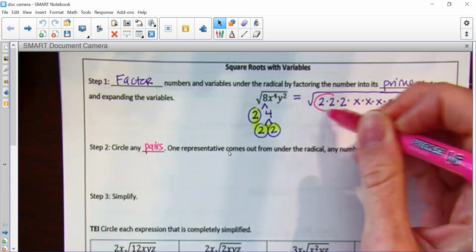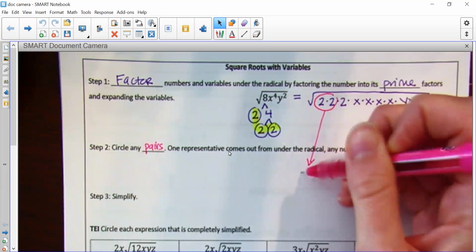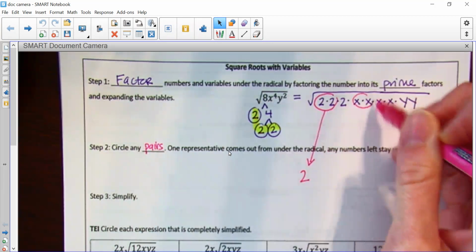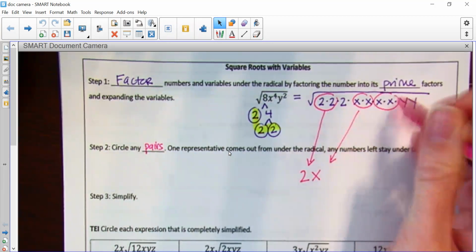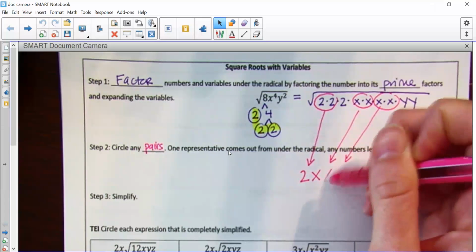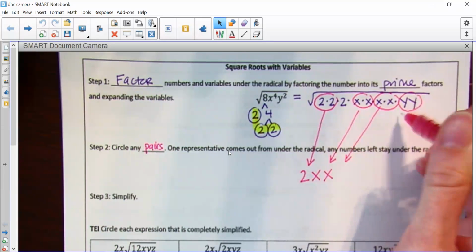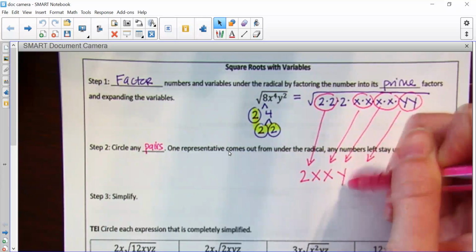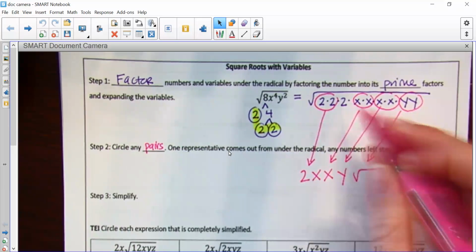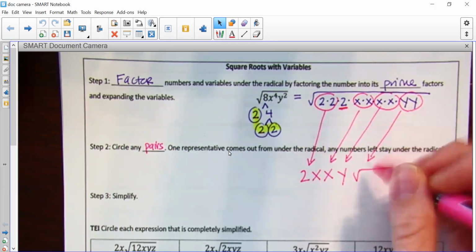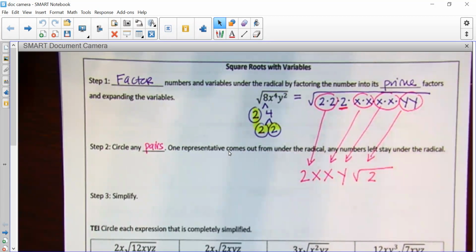So I've got a pair of 2s, so I'm going to take out one 2. I've got a pair of x's, so I'm going to take out one x. I have another pair of x's, so I'm going to take out another x. And I've got a pair of y's, so I'm going to take out a y. So every pair gets one representative out front. And then let's look, were there any left underneath that didn't have a pair? Yep, just 2.